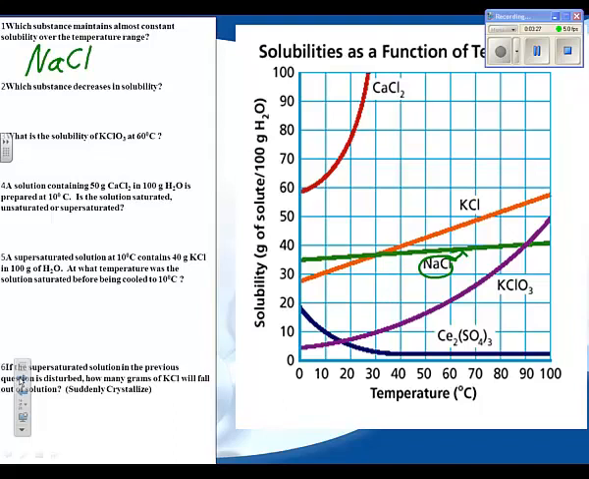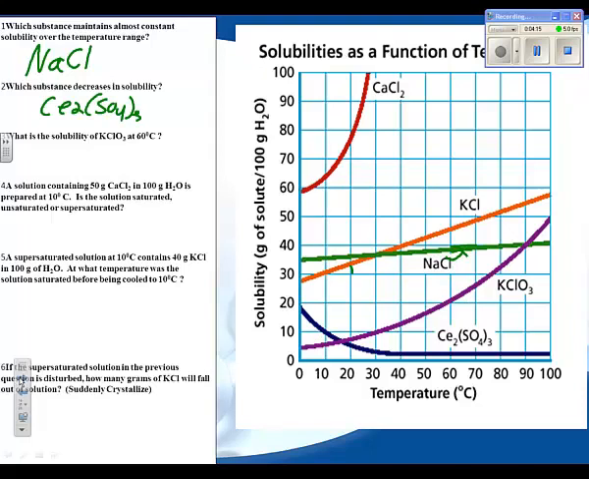So which substance decreases in solubility? Well, if we look at the CaCl2 up here in the top left, that one goes up, so that's increasing. The sodium chloride goes a little bit up, mostly flat, so that one's still increasing. Potassium chloride is still going up. Potassium chlorate goes up. But then you have the cesium sulfate down here, where the line is going down, which means it's decreasing. So it's Ce2SO4. Okay, so that's just basic graph reading.